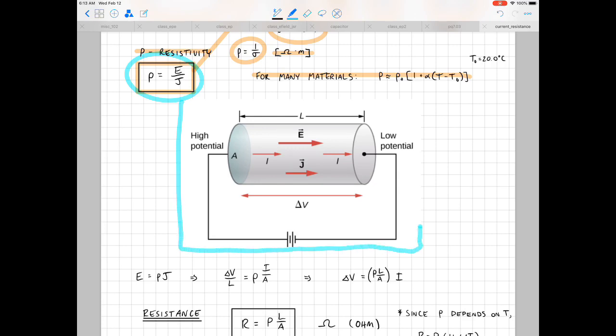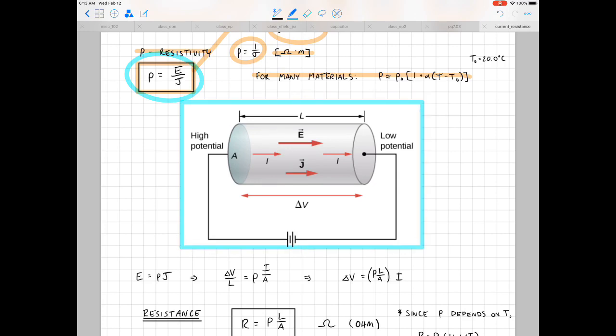So taking a look at this picture from the book, I've got my piece of material hooked up to a battery, essentially the same picture that I had above. I've got the electric field direction drawn. I've got the current density direction drawn. In this case, the current is flowing from left to right through the material. And I've got those little current arrows drawn. And the left side of the material is at high potential and the right side is at low potential.